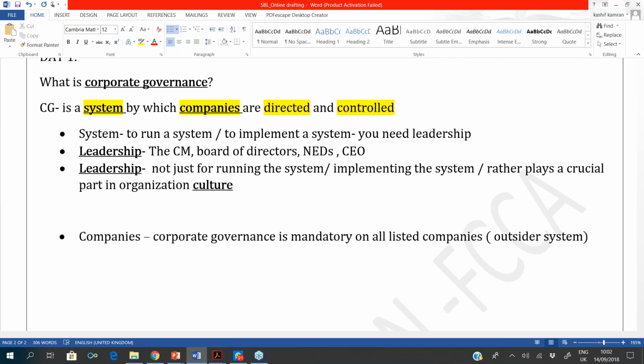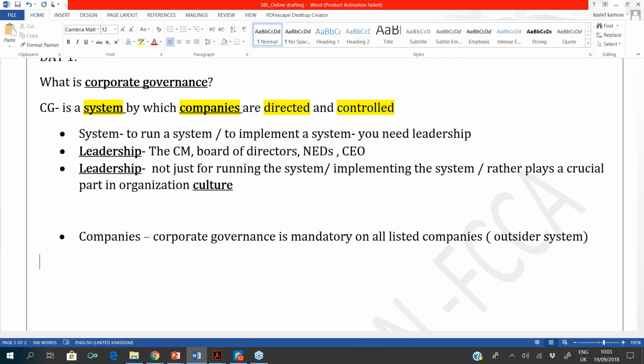The listed companies in corporate governance are known as an outsider system because in a listed company, the public can buy the shares, the public can sell the shares. So there is an interaction of an outsider system with a listed company. There is an interaction of the public. So the public can buy the shares at the stock market. The public can sell shares at the stock market. So these listed companies are at the stock market, and the stock market is an investment avenue for people to invest. So which companies? The companies listed. Corporate governance is mandatory on all listed companies.